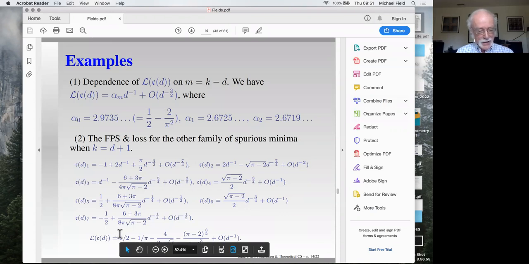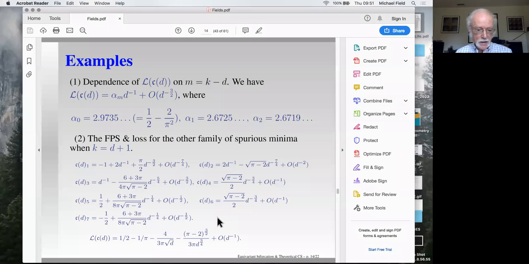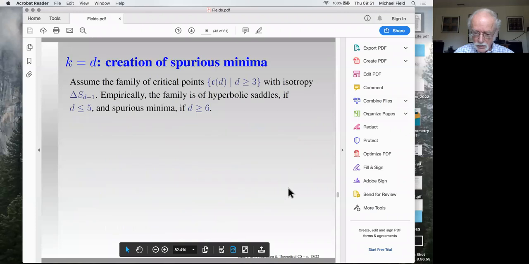So what you see here, the loss does not decay to 0. It's 1/2 minus 1 on pi plus a term over root D plus then a term over D to the 3/4. So this loss doesn't go to 0. So this would be a bad kind of spurious minima to occur in the learning process, because the loss is not going to 0 as you increase the number of inputs here. And this is one of the reasons Xavier initialization does not pick this up, which is good.